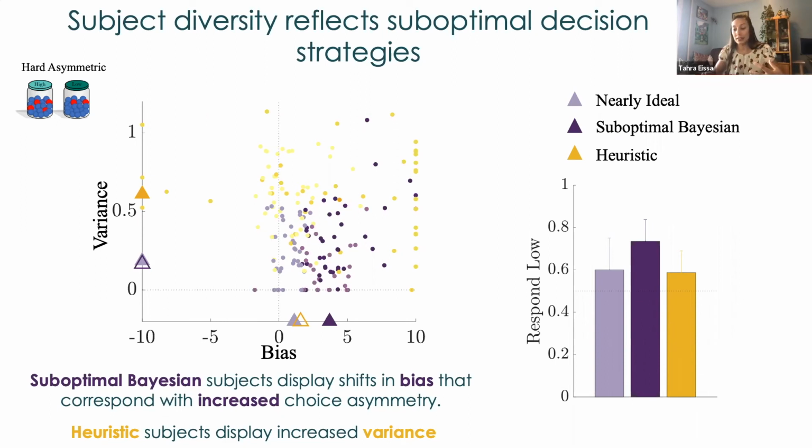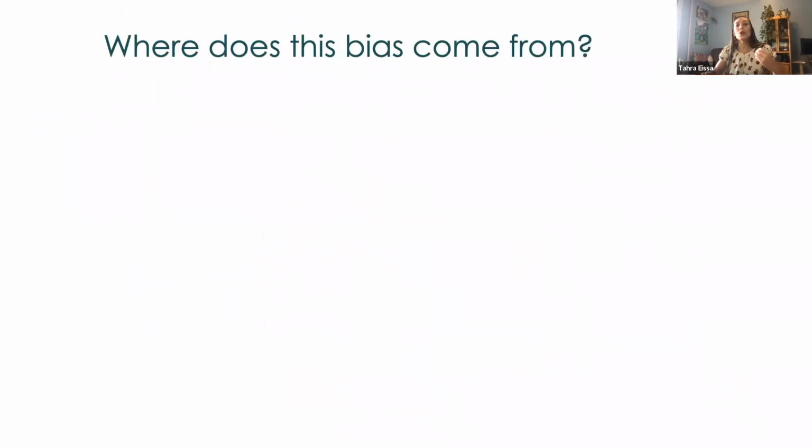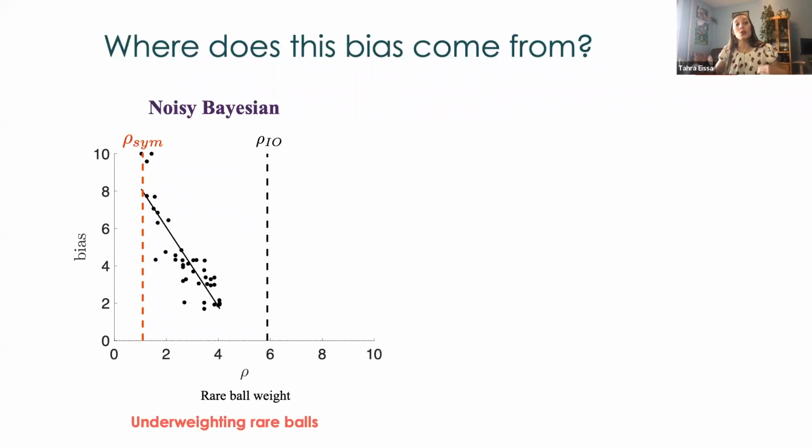can we actually say something about why these suboptimal Bayesians are showing this bias? Is it truly, as we predicted, this underweighting? Again, we'd said that the suboptimal Bayesians came from two best fit models. First, let's look at the noisy Bayesian model. If you recall, there is a free parameter rho, which defines the rare ball weight. And what we see is exactly in line with what we predicted before. These subjects are underweighting their rare balls.